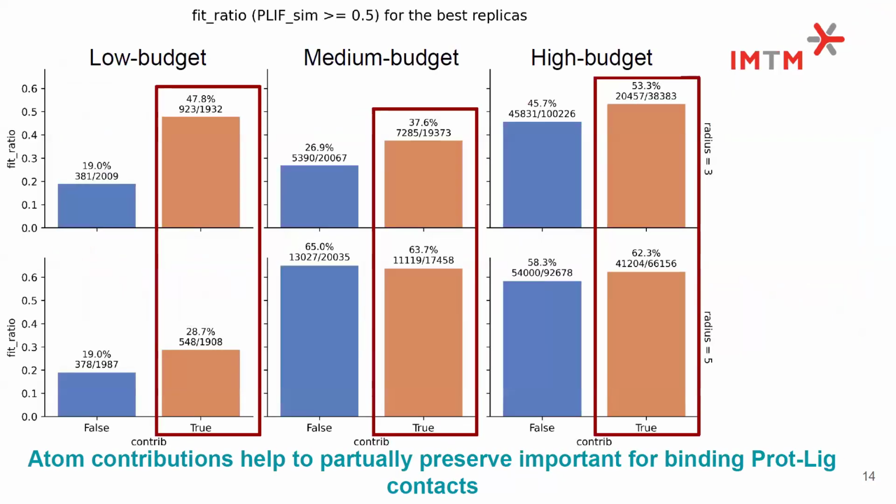Also, as I mentioned, it is important for the activity of such inhibitors to preserve the contact with the hinge region. So we also evaluated what percent of generated molecules actually preserved at least one contact with the hinge region. We were not controlling it explicitly. We can, but we didn't in this case. And you can see that atom contributions actually help to partially preserve protein-ligand contacts important for binding, which is pretty nice.